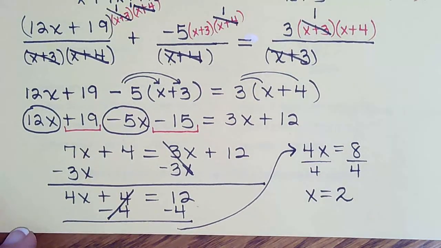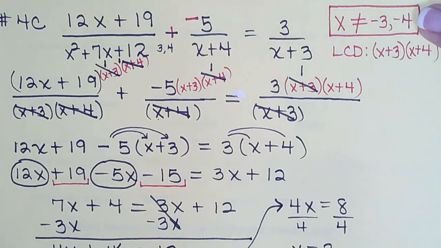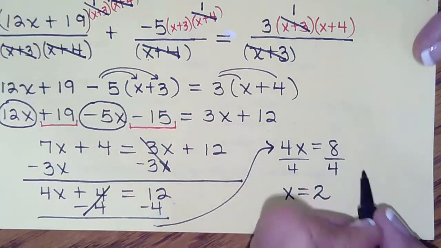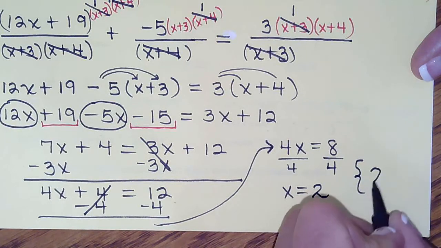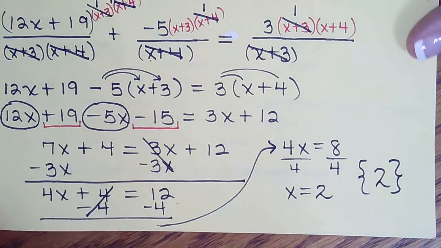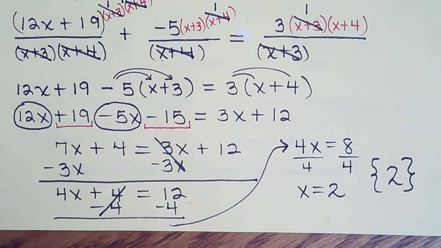Then we immediately look up in the restriction box and we go, yes, it's not up there. So 2 is my solution. So I go here and I write a solution set showing the reader that 2 is a valid solution. It's not extraneous. It wasn't in the restriction box. It is a valid solution.